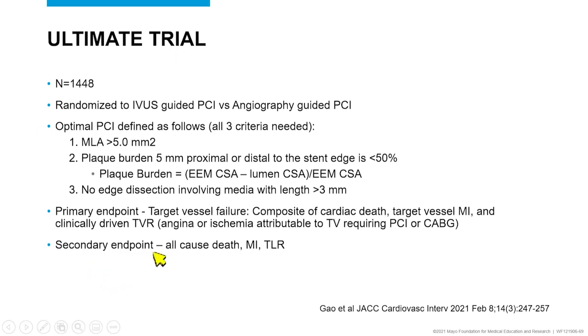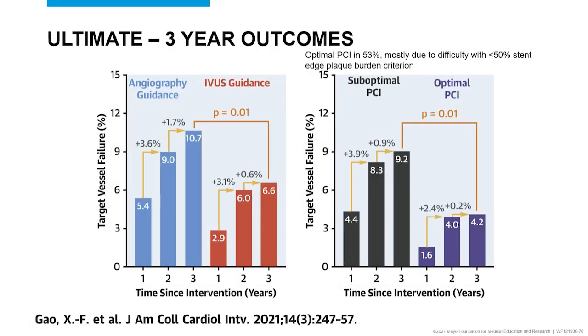And they looked at target vessel failure, which was a composite endpoint based on cardiac death, target vessel MI, clinically driven TVR, which included all these things. And they had multiple secondary endpoints in their study. And what they saw going out to 3 years was that there was indeed a difference between the outcomes of patients who had angiography-guided PCI versus IVUS-guided PCI in the primary outcome. Interestingly, because their optimization criteria for IVUS were rather stringent, they could only accomplish that in 53% of the patients. Most of the times, the problem was accomplishing the less than 50% edge plaque burden criterion in these patients.